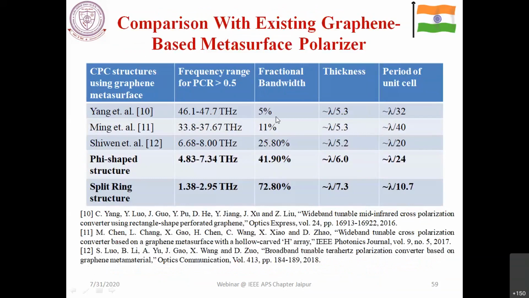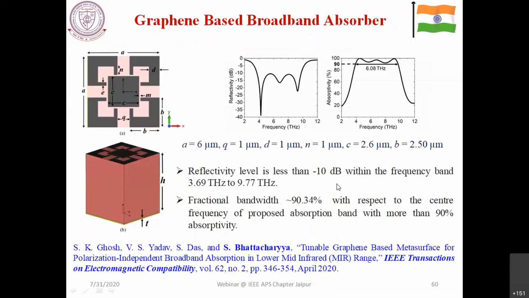If you see the fractional bandwidth compared to the reported one, it is quite high. And we are further working to reduce the thickness of this structure, because we believe we still can't go to the ultra-thin nature. Although it's a metasurface, we are still working toward achieving the ultra-thin nature.